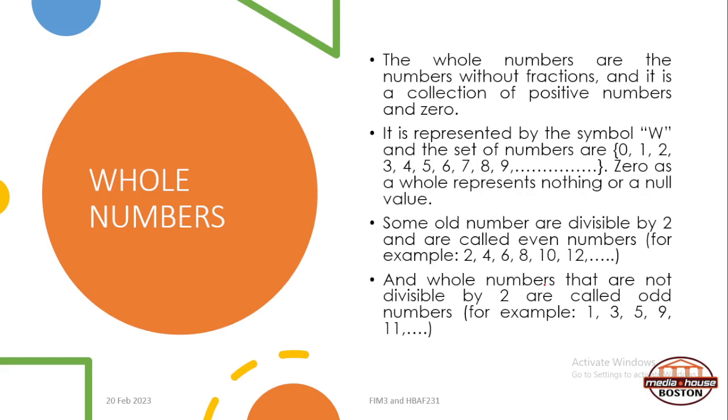So whole numbers can either be positive and also be negative. But normally here they say that whole numbers are a collection of positive numbers starting from 0.